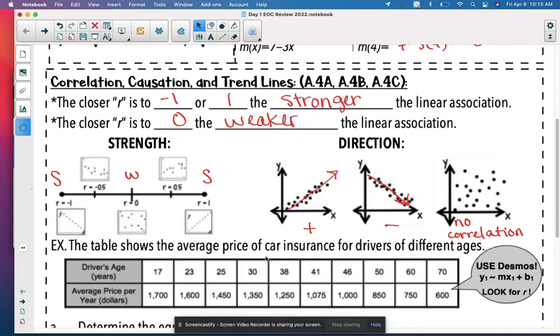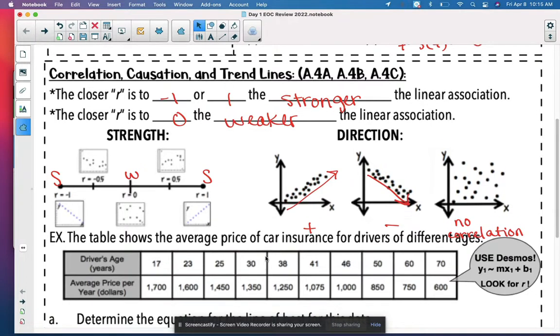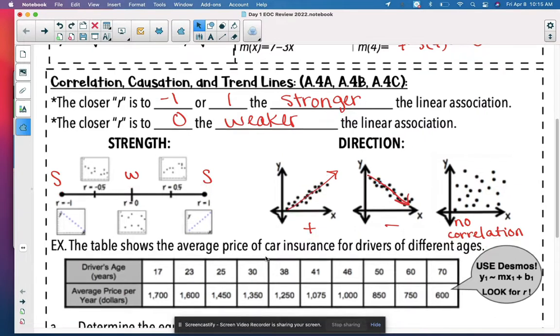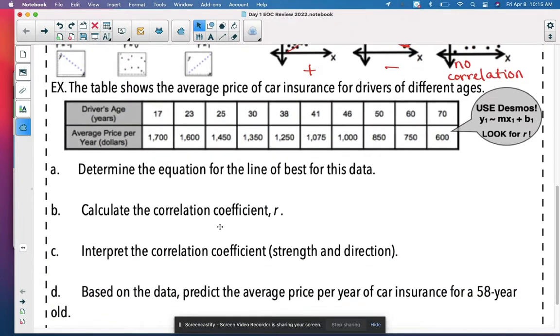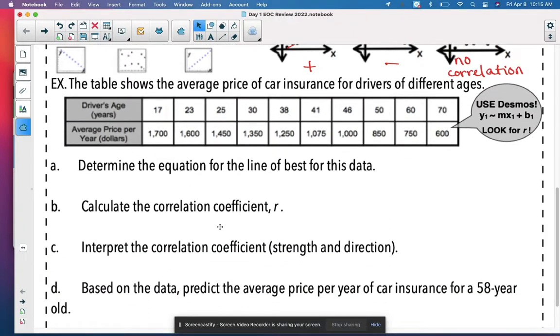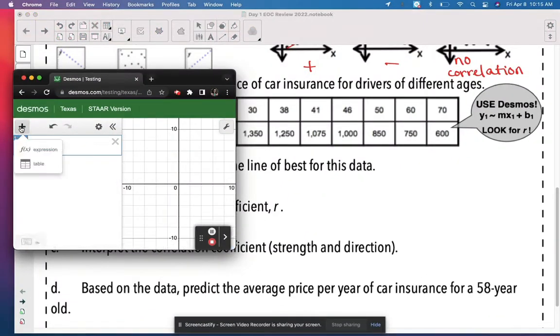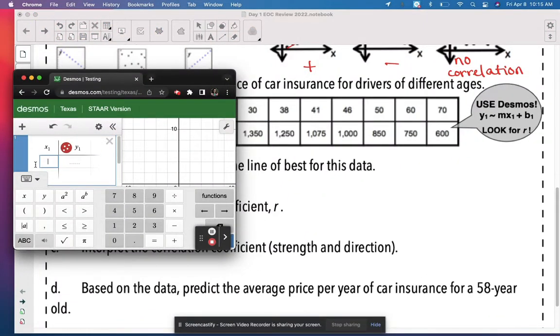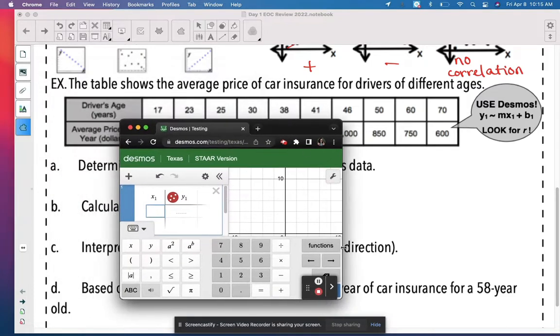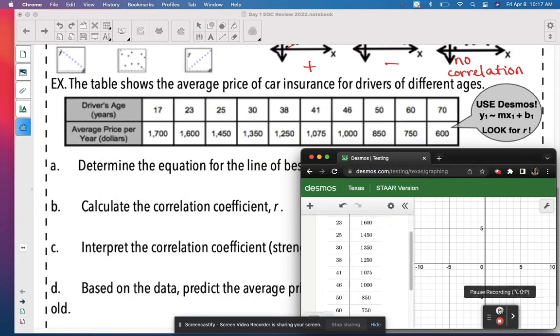So let's go ahead and look at the example we have down below. What you're going to want to do is add a table in Desmos. So I'm going to add a table in Desmos with all of those numbers in it. Give me just a second to type those numbers in.